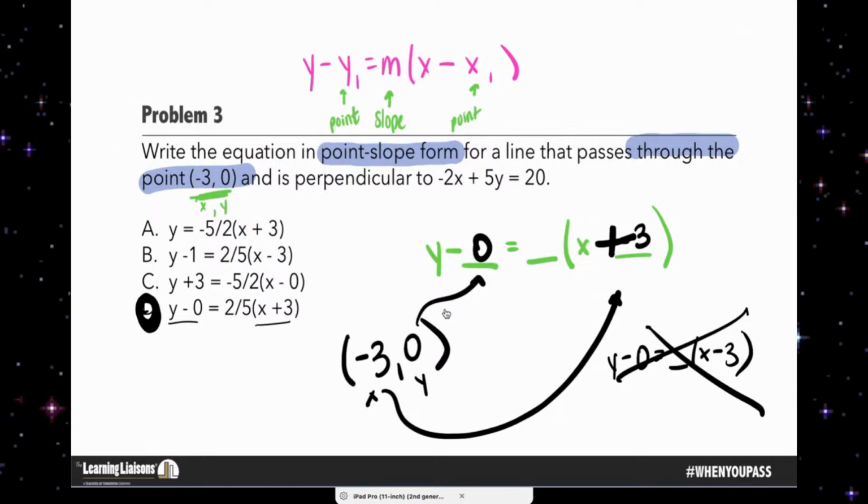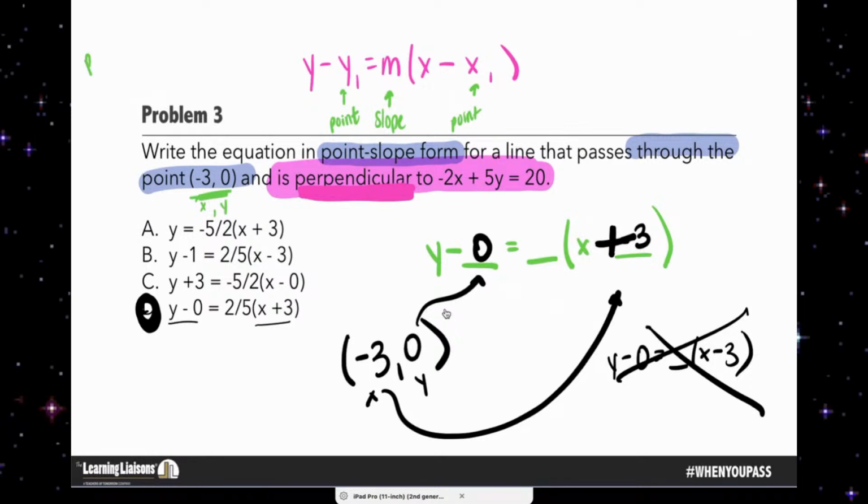So now we need to figure out what the slope is. So they gave us this piece of information. Write the equation for a line that is perpendicular to this. Why would they give us that information? What part of that information is helpful for us? As soon as I see perpendicular, I think, that right there is going to be my slope information.